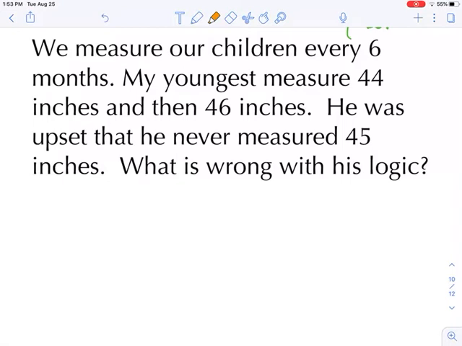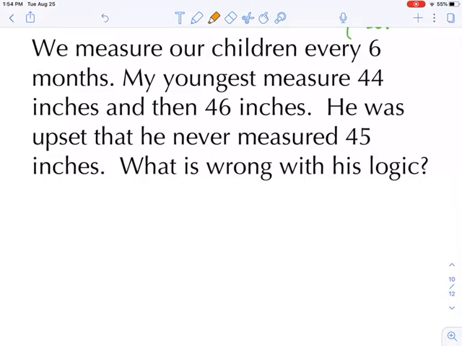Okay. The next thing we're going to talk about very briefly is something called the intermediate value theorem. So I want us to think about this real quick. All right, so my husband and I measure our children every 6 months, birthday and half birthday. Okay, my youngest measured 44 inches and then 46 inches. He was upset that he never measured 45 inches. And he's about to turn 6, and this was, I think it might have been around his half birthday. Okay, so he was 5.5.